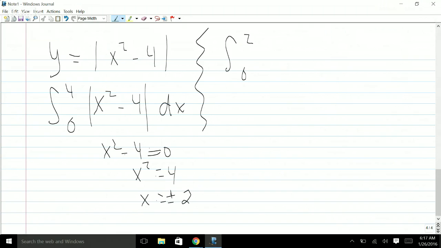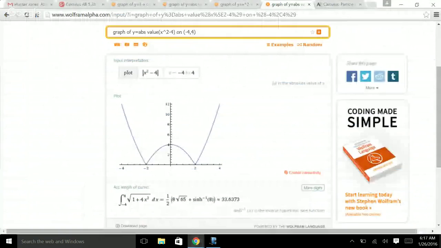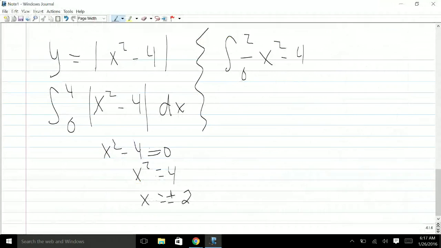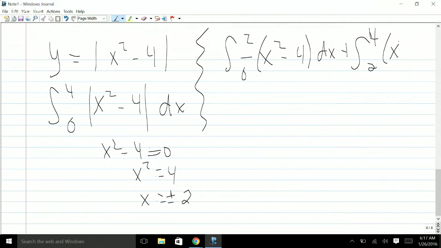So integral from 0 to 2, x squared. And this is where we have to pay attention. From 0 to 2 is where it was negative. Okay, it was in here negatives. So we have to put the negative in front of that. Plus 2 to 4, and that was the regular.